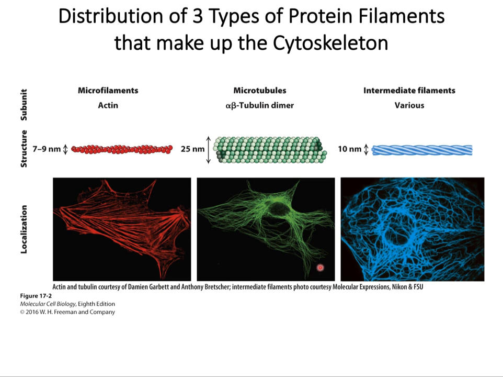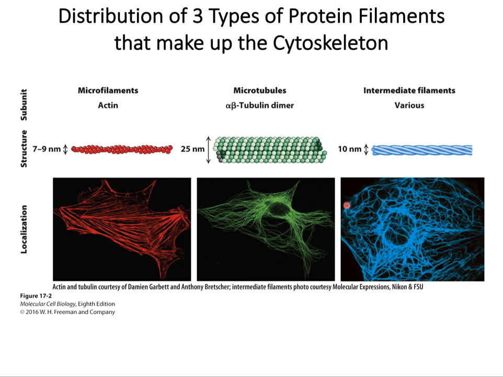All three of these cytoskeletons are stained in the same cell with different antibodies and attached with a different colored fluorophore. So what you see here is the microfilaments in red that are stained with an antibody specific for actin. Then you have the microtubules that are stained with an antibody specific for tubulin. But the third panel shows the intermediate filaments that are stained for vimentin, which is an intermediate filament protein.